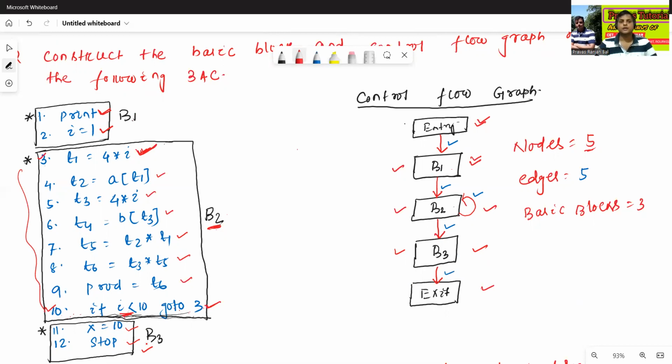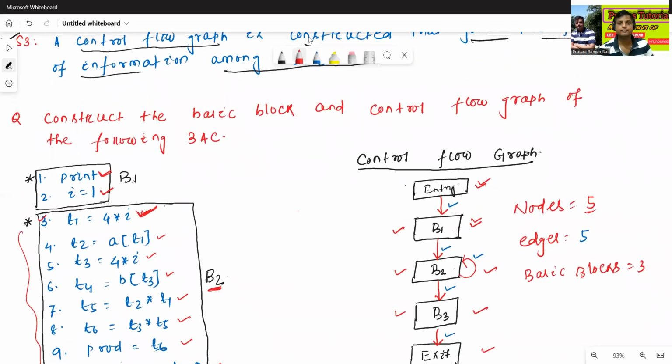Okay. So the question was what? The question was to construct the basic blocks and the control flow graph. So these are called the basic blocks, and this one is called the control flow graph. Now we'll see one more example.